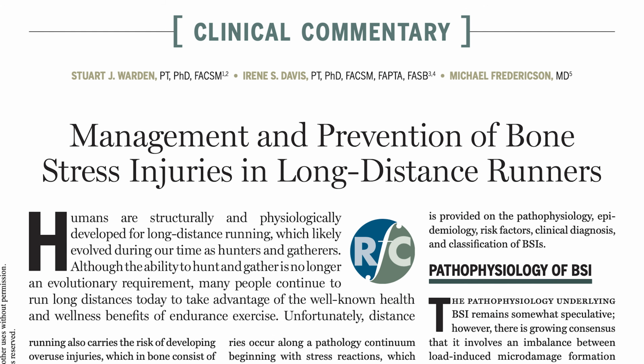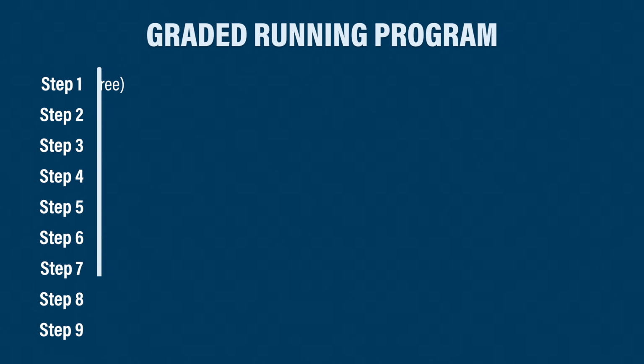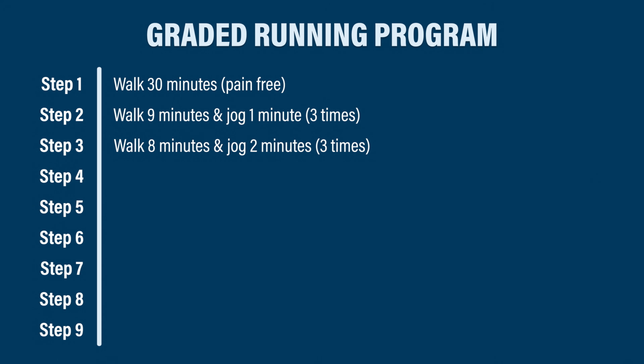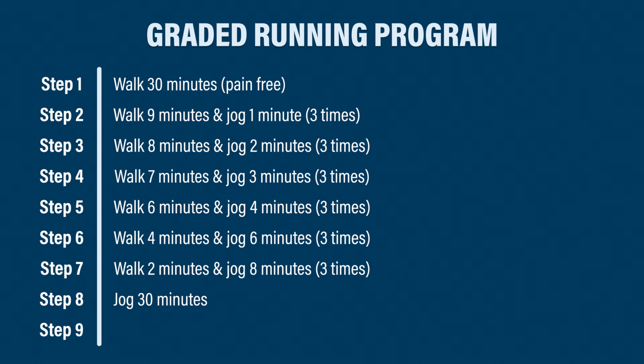Warden et al. in 2014 proposed a graded running program for individuals with a bone stress injury. Step number 1, walk for 30 minutes pain-free. Step number 2, walk for 9 minutes, jog for 1 minute, and repeat 2 more times. Step number 3, walk for 8 minutes, jog for 2 minutes, and repeat 2 more times. You'll repeat this process until you're able to jog for 30 minutes continuously.